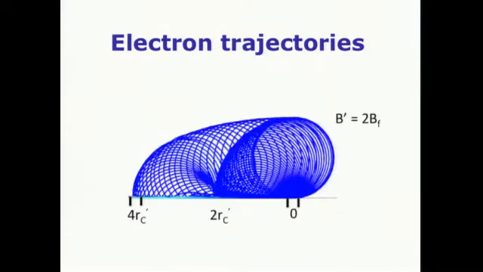But if you increase the magnetic field by twice as much and keep the spacing between the contacts the same, you will have a reflection halfway between the two contacts, and you will see another peak. So that's the second magnetic focusing peak.